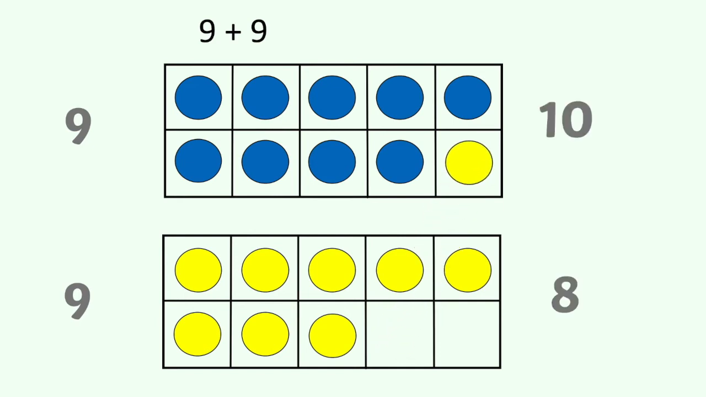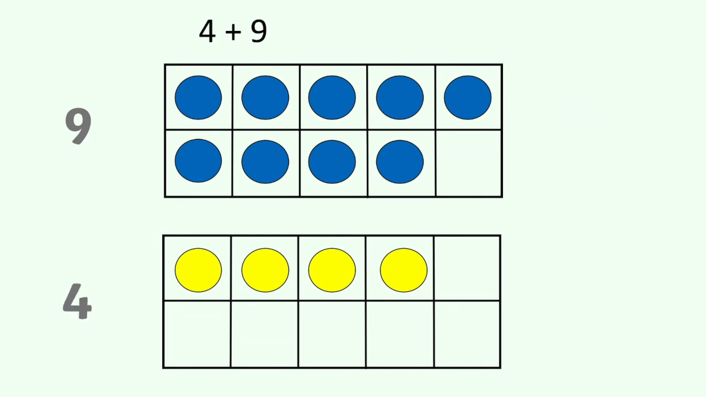There we go. And 9 add 9 becomes 10 add 8, and that equals 18. So 9 add 9 equals 18. Next one, 9 add 4.